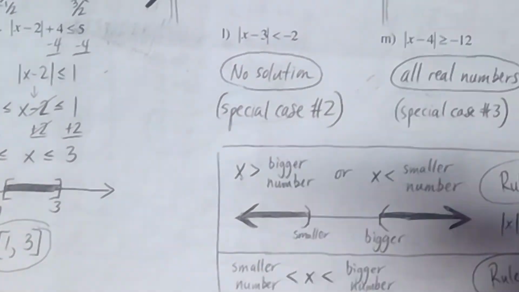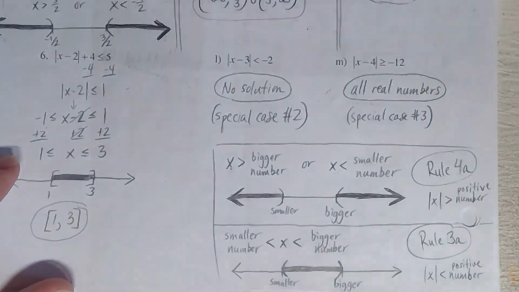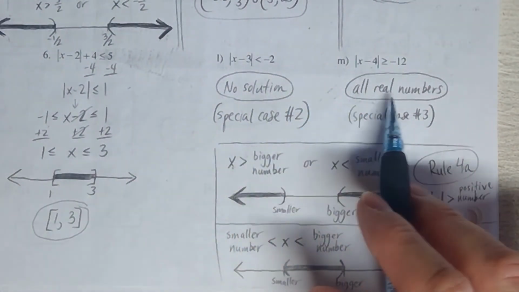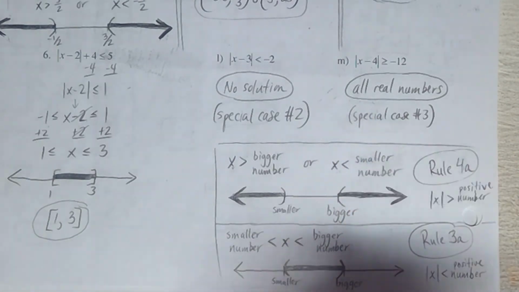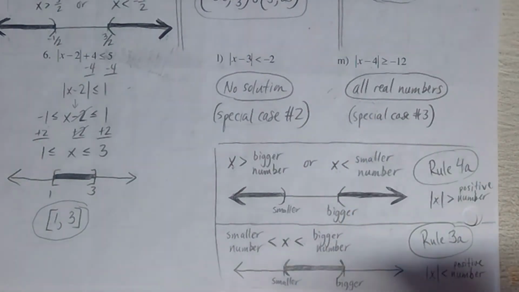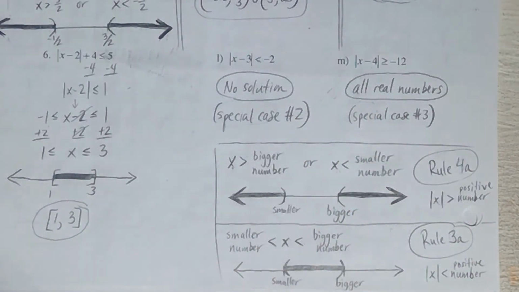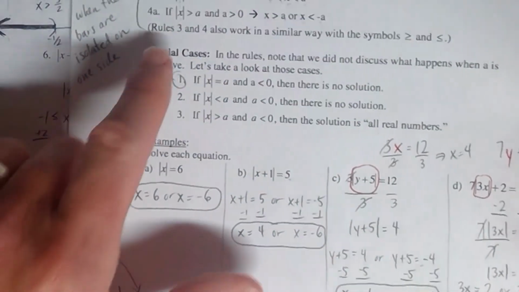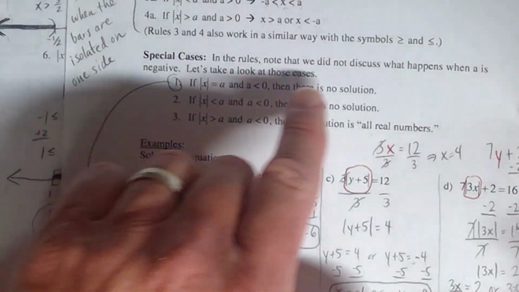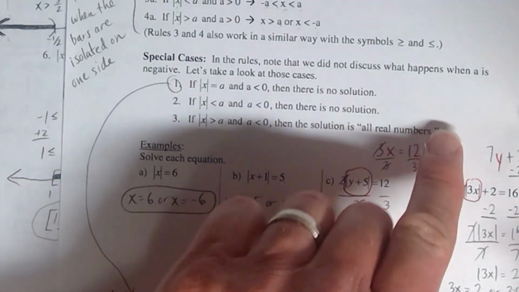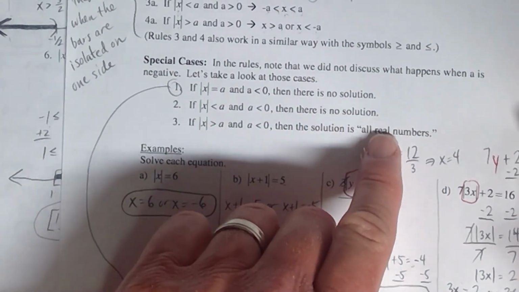Problems L and M, I'm just going to do these real quick here. I've already got them written down. Why do the answers come out like this right here? Remember, it all comes down to this, and it mentions this in the special cases on the front right here. But instead of just memorizing these only, let's understand why they are no solution or all real numbers here.